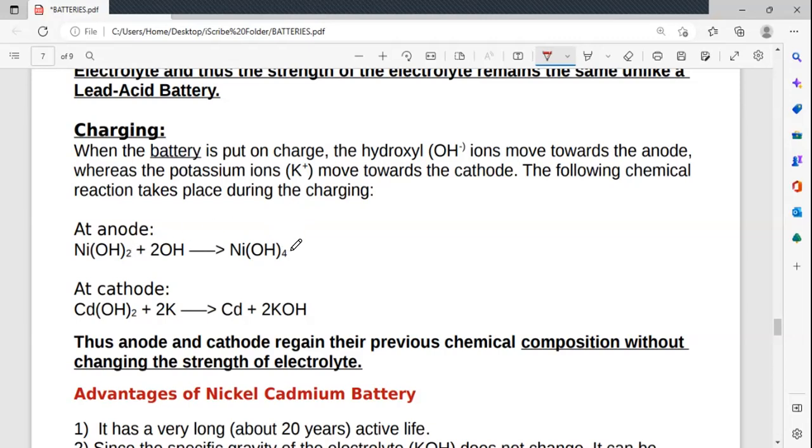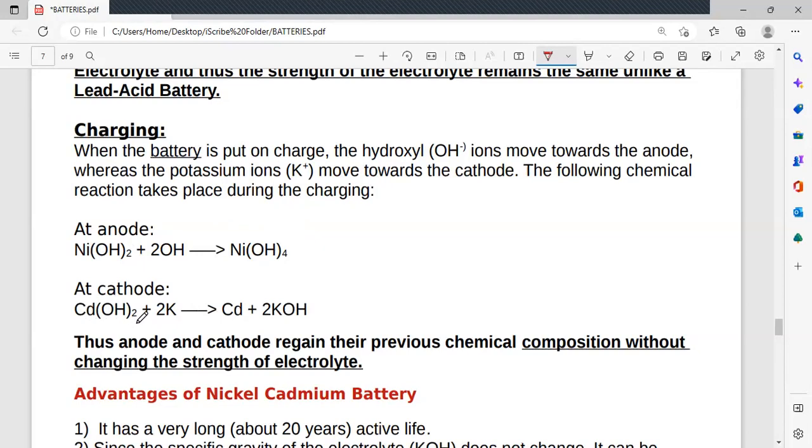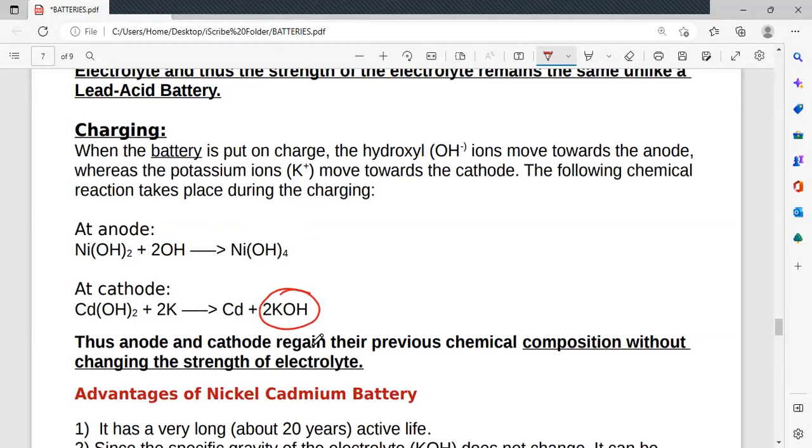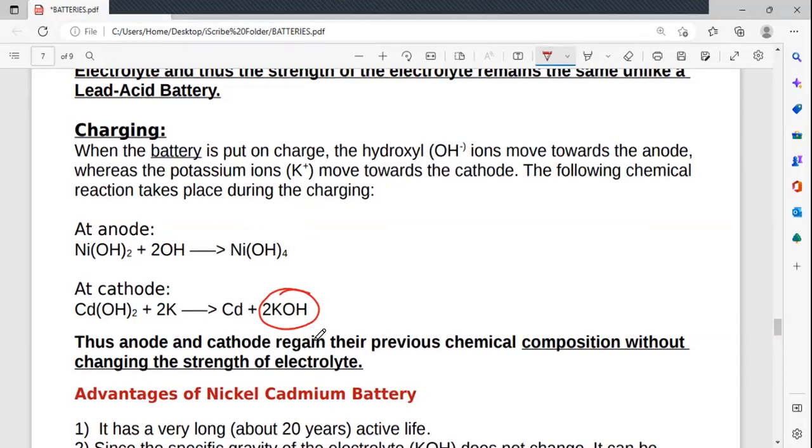Tetra, 4, that's why tetrahydroxide. At the cathode, cadmium hydroxide reacts with the positive ions of potassium, giving you back your cadmium cathode and once again your potassium hydroxide. So that is why, in your charging and discharging process, you have no change in the specific gravity of your electrolyte as far as alkaline wet cell batteries are concerned.